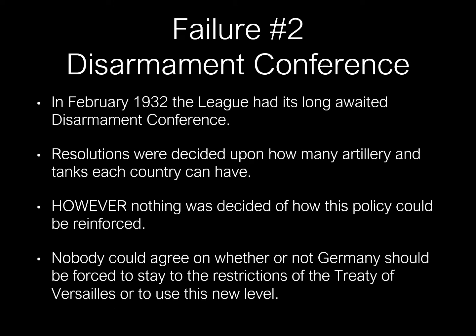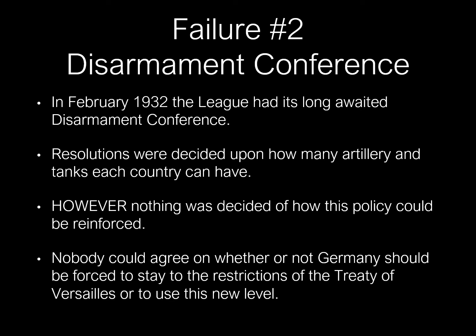The second failure was the Disarmament Conference. It happened in February 1932 when the League had its long-awaited disarmament conference and tried to achieve global peace. And while resolutions were decided upon on how many artillery and tanks each country would have, no actual ways or mechanisms were put in place to enforce these rules. Additionally, no one could agree whether or not Germany should be forced to stay with the restrictions of the Treaty of Versailles or be allowed to have the same level as well.